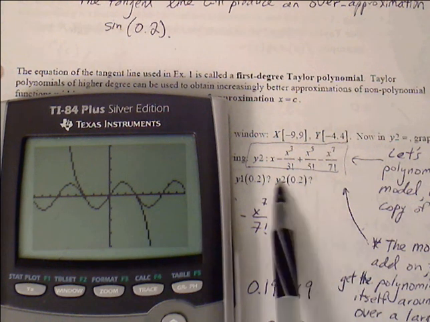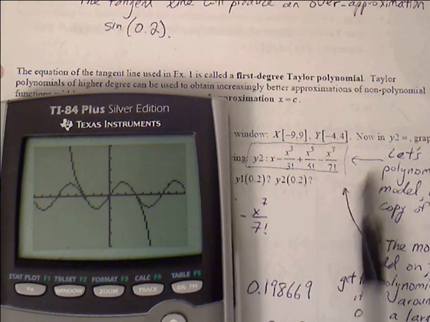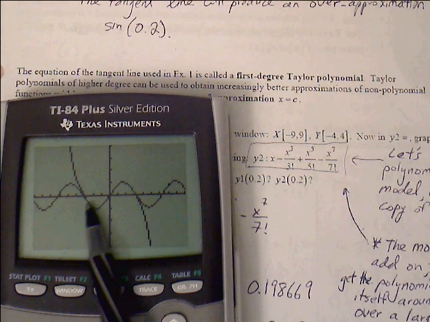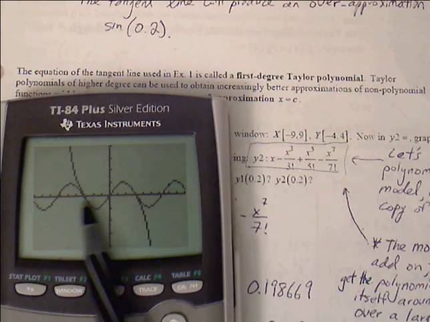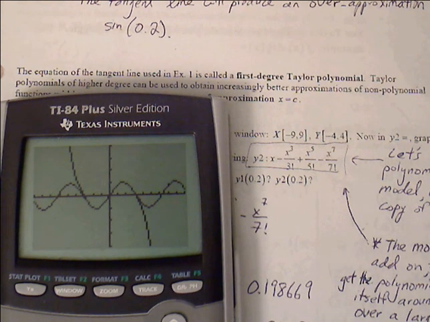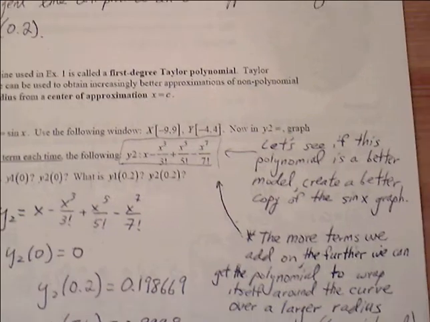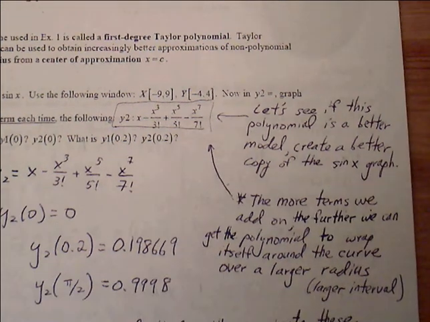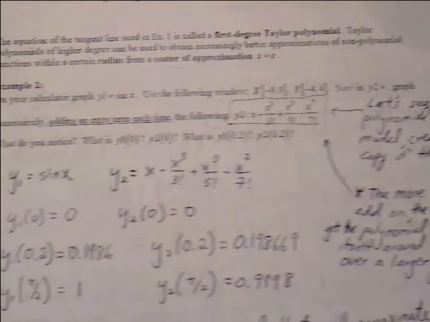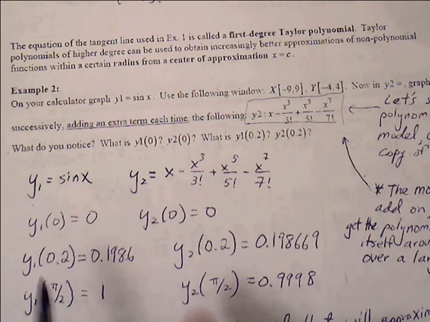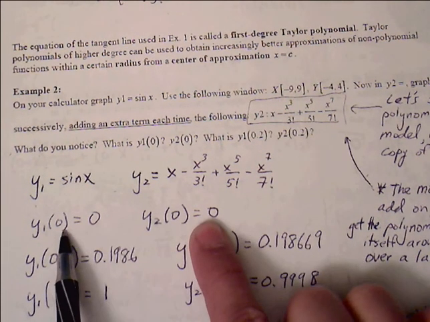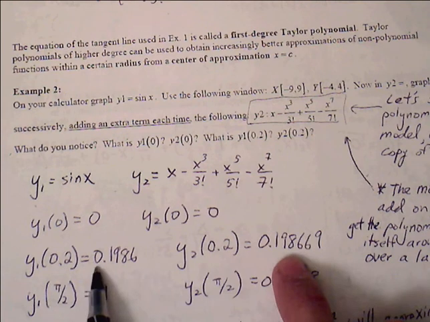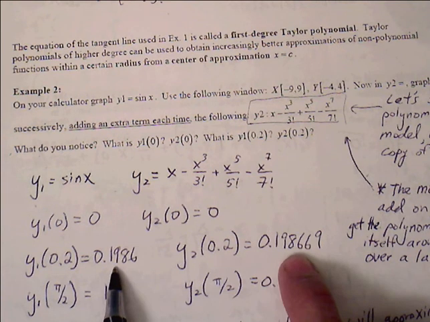And if we follow this pattern, and if we keep increasing the degrees, then our polynomial will wrap itself better and better around this sine curve here. So the more terms that we add, the further we can get that polynomial to wrap itself around the curve, over a larger radius, over a larger interval. And if we were to test some values, first off, the center is at 0, so therefore our sine curve and our polynomial will have the exact same value. And even if we plug in 0.2, we're not able to see much distinction between the y values.